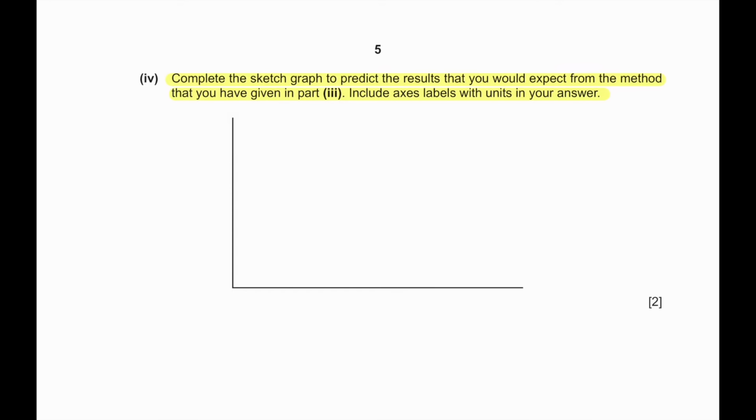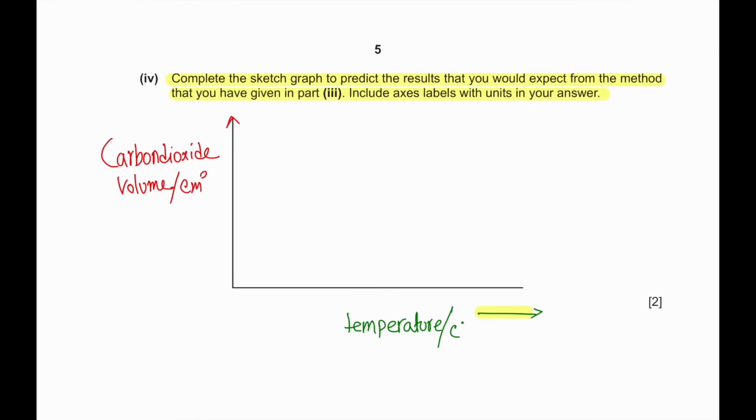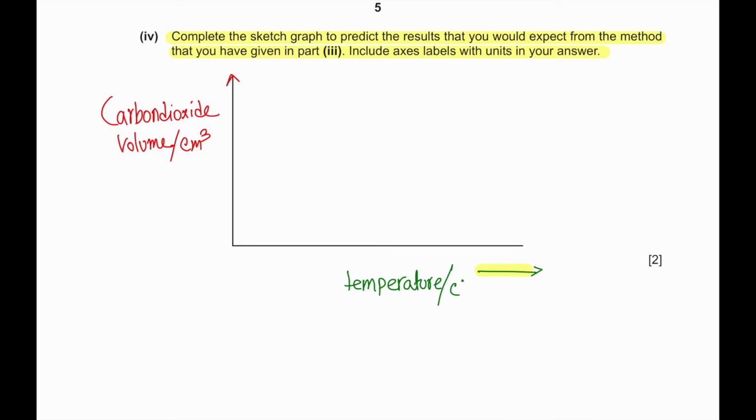So the horizontal axis will be labeled temperature because we are increasing temperature. That is our independent variable. So temperature slash degree Celsius. And then the y-axis, the vertical axis, will be carbon dioxide volume slash cm cube. With temperature, what's going to happen is that we're going to see an increase in rate of reaction, and then finally we're going to see that it will decrease again at a certain temperature.